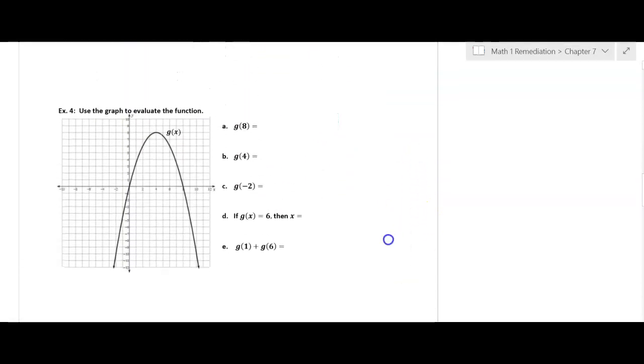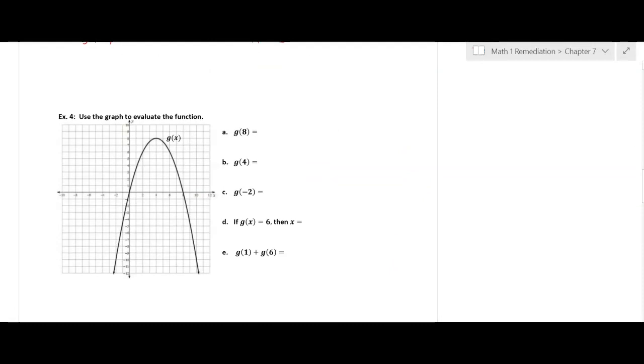Now, the last one we're going to do is using the graph. Okay. So here you're given function g of x. So they want you to find g of 8. So what we're going to do is go to x. They're basically telling me x is 8. So when I go to the x value of 8 and I go to the graph, what is the output y value? Well, that ordered pair would be 8, 0. So my output is 0.